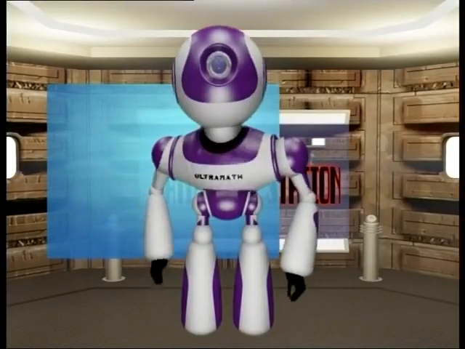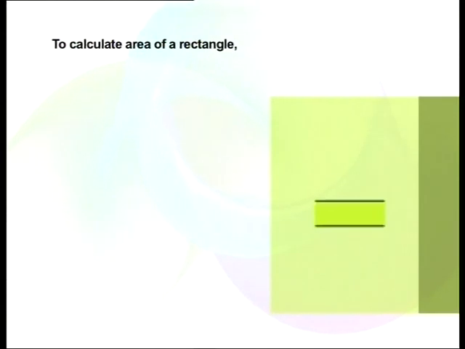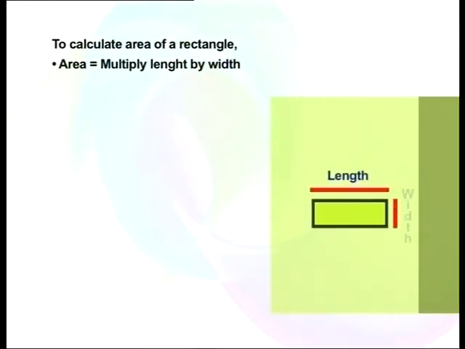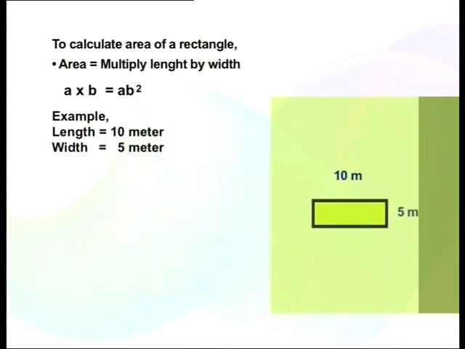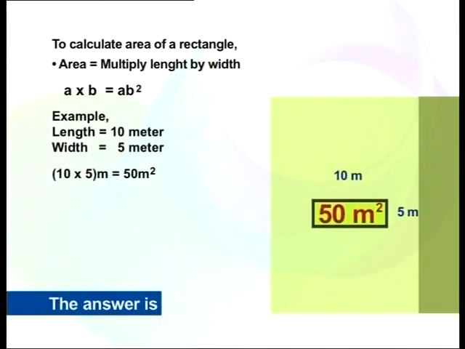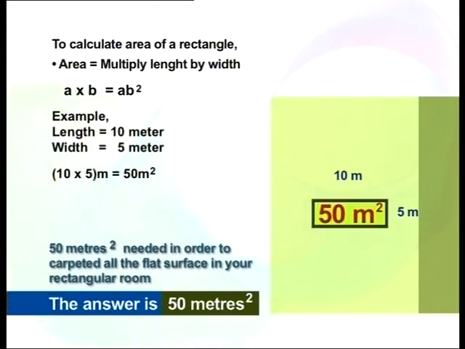How to calculate the area if it were a rectangle? To calculate the area of a rectangle, you need to multiply length by width. So A multiplied by B equals AB square. If the length equals 10 meters and the width equals 5 meters, you have to multiply 10 by 5, which equals 50 meters square. The answer is 50 meters square. 50 meters square is needed in order to cover all the flat surface in your rectangle room.